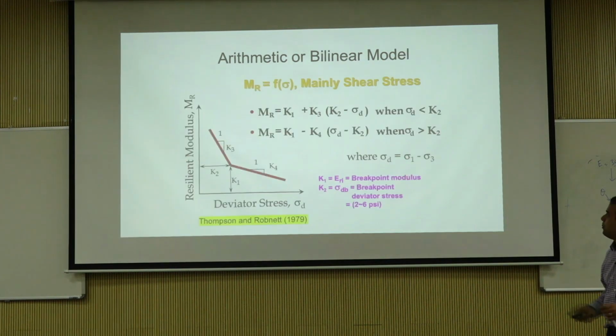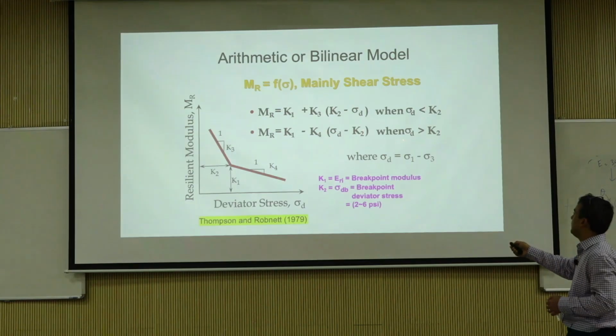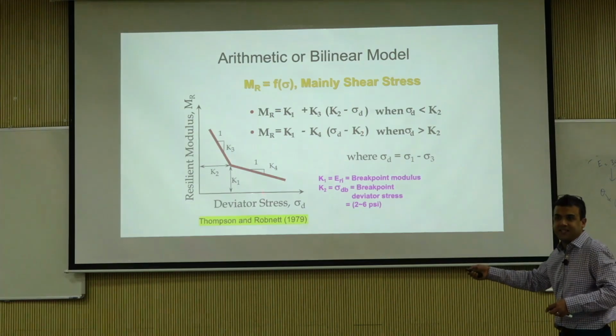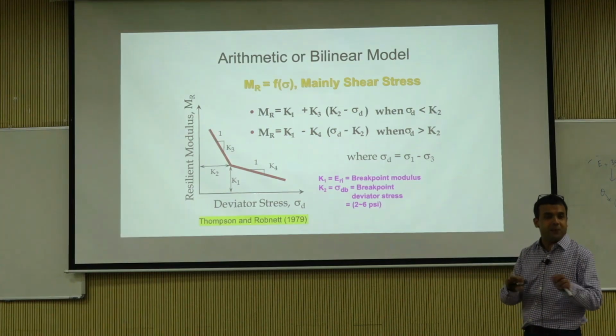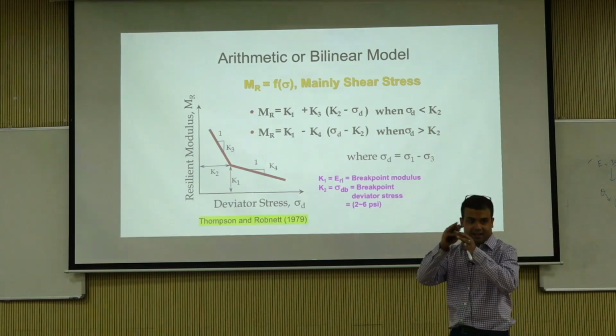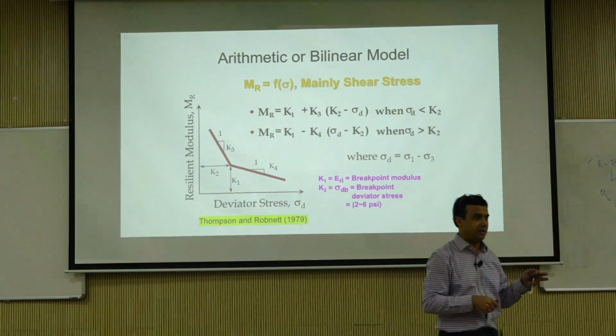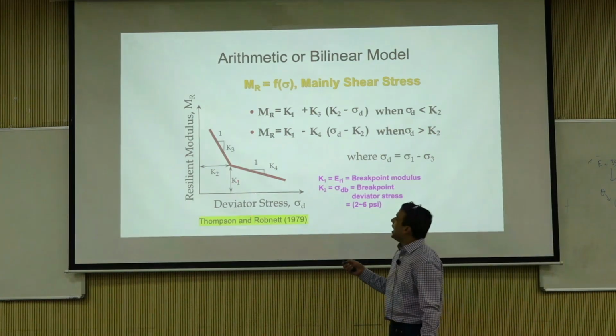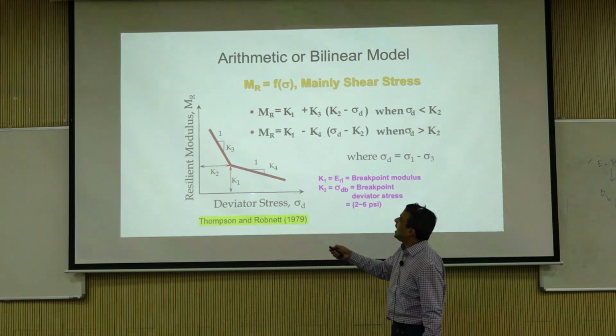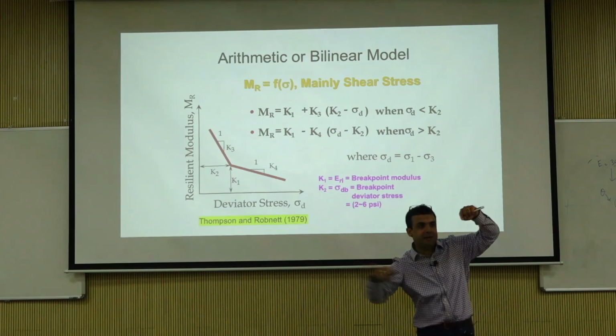We'll take a look at models. So this is how the model looks: k1 plus k3 times (k2 minus sigma d) when sigma d is less than k2, and k1 minus k4 times (sigma d minus k2) when sigma d is greater than k2. This is just defining the two equations, no rocket science in it. And when we play with ILIPAVE, we will look at this in detail and you will know exactly what's going on. By the way, you have seen the ERI in some places, and I said I will tell you later. The ERI is basically this break point modulus, this k1 value. At what point is the modulus breaking?